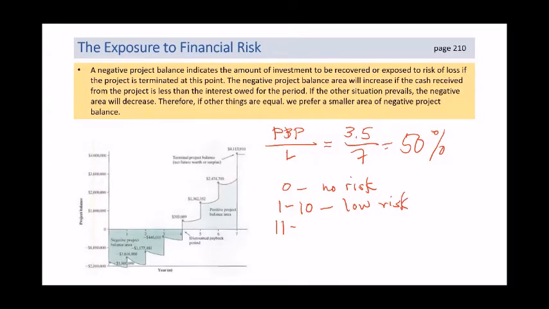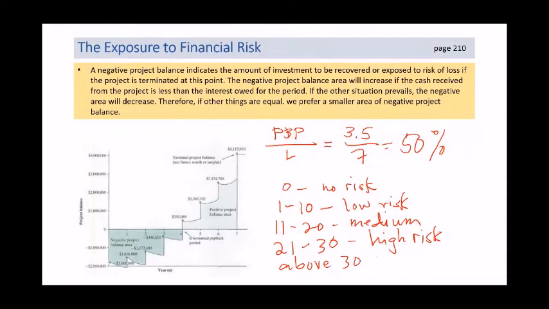And if we have 11 up to 20, that is medium. Okay, 21 to, we can see here, this is already considered as high risk, and above 30, very high. Okay, so please copy. This is just for our analysis, so that we can include the risk in our analysis later on. So we will use this as our standard for our class only.